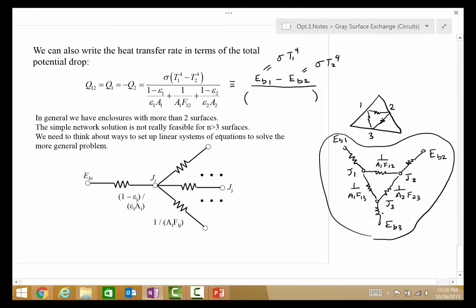For more than three surfaces, we need to think about ways of setting up linear systems of equations to solve the more general problem. So what I'm trying to show here is that I go from Ji to all these different possible surfaces. Being able to represent it in a circuit is great conceptually, but it becomes much more complicated.